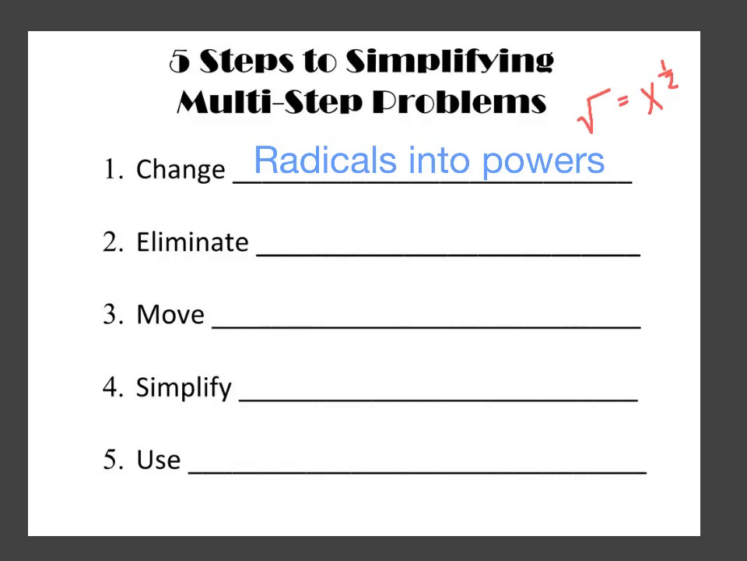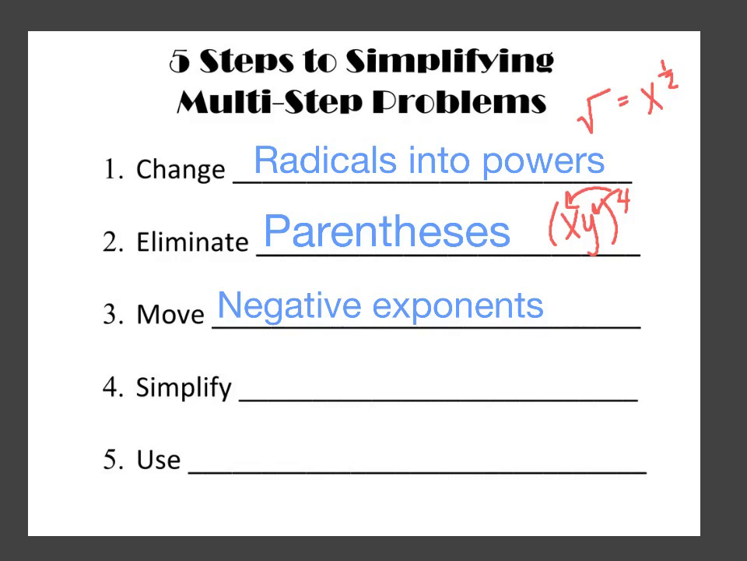Now, step number 2. We are going to eliminate any parentheses. So if you see like (xy) to the power 4, you better get rid of those parentheses by, remember, we kind of distribute this exponent there. That would be the next step. Step number 3. Move any negative exponent. So if you see x to the negative 2, you better take that and remember we move it to the opposite side of the fraction bar and make it positive.